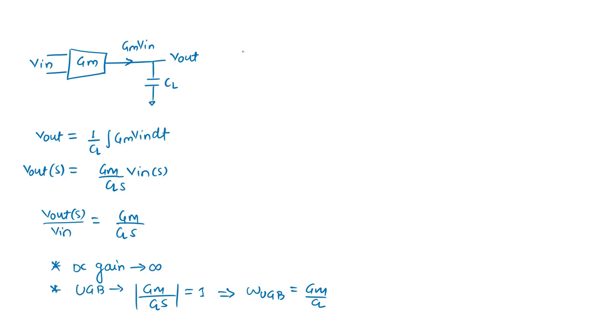I got the DC gain, which is infinite, and I got the UGB, which is nothing but GM by CL. So from here I can plot the Bode plot. So what is the Bode plot?